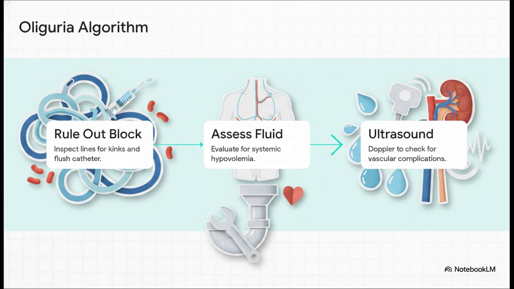You've got to go with A. Step 1 is always rule out a simple mechanical obstruction. Check the tubing for kinks and flush the catheter with sterile saline to clear out any blood clots or mucus plugs. You only move on to checking fluid status or ordering a Doppler ultrasound for vascular issues after you've confirmed the plumbing is totally clear. Never jump to heavy diuretics before checking the tube.